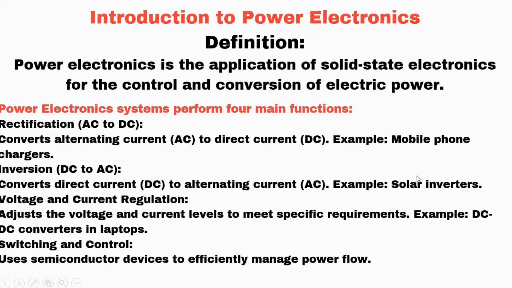Right. So first of all, we have to understand what is power electronics. What is the definition of power electronics? Power electronics is the application of solid state electronics for control and conversion of electrical power. That means control and conversion of electrical power. So we will elaborate a little more. It is a branch of electrical and electronic engineering. Everybody has to study about it.